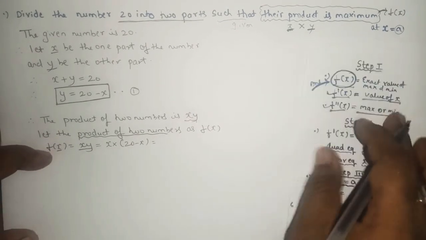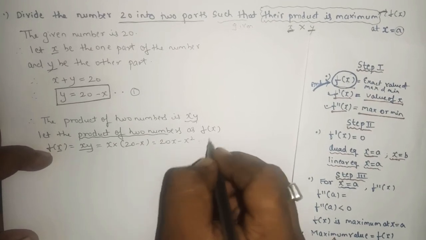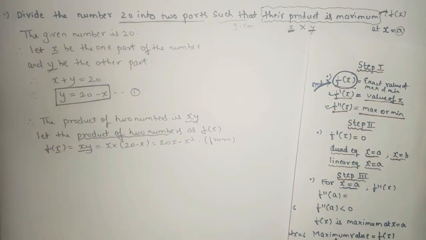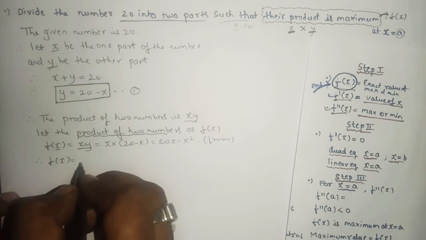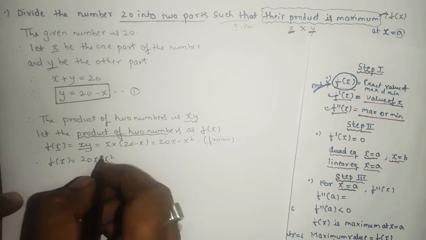So bracket open, here you will get what? 20x minus x square. So this we got from equation 1. Now we got f of x. So exact f of x is 20x minus x square.